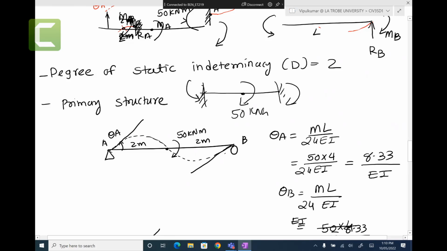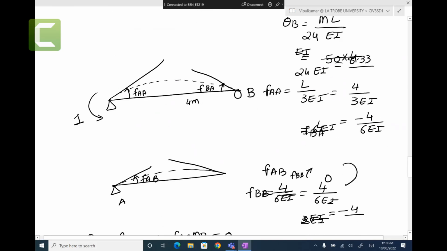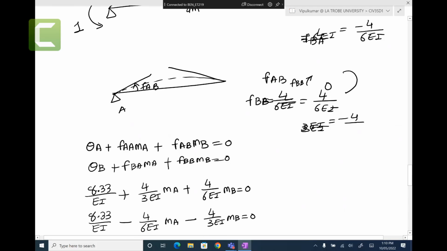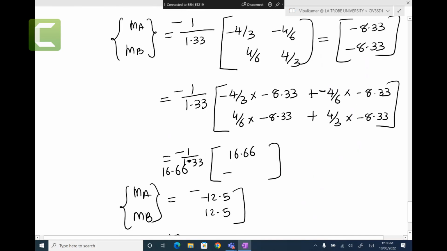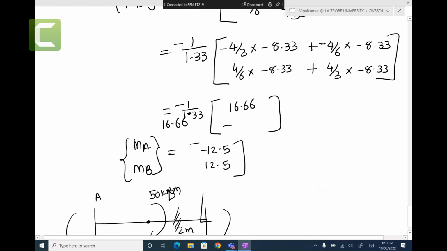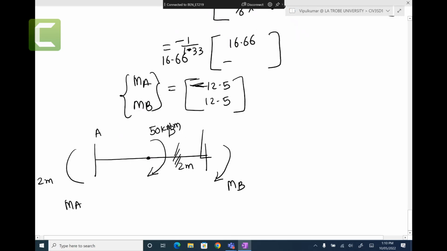Because of 50 kilonewton, you find theta A, you find theta B. Then you apply the unit moment, you find FFA, FBA. Then you apply the unit moment here, you again find FFA, FBB. And you do compatibility and look at the answers. The answers would be this negative. One is negative. What does it mean? That my assumed direction, which is this way, was not right. So I need to change this one to this way, which is 12.5, and this one would be 12.5.